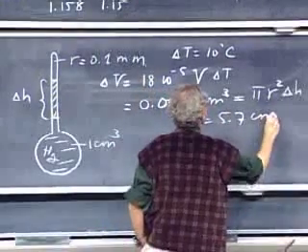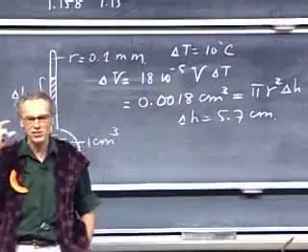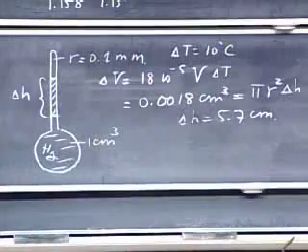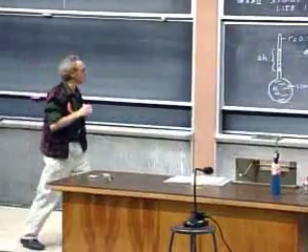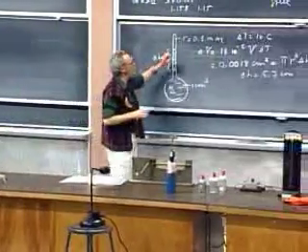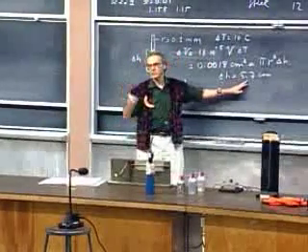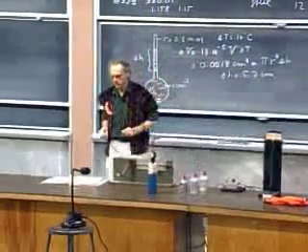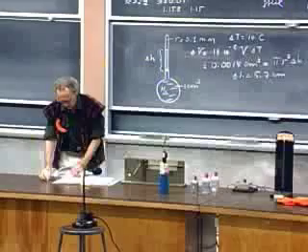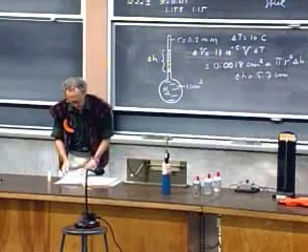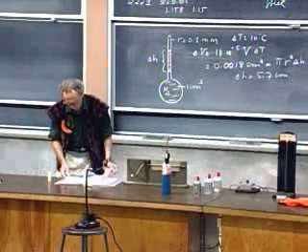That's huge. That's very easy to see. For 10 degrees increase in temperature, you get 5.7 centimeters. So for 1 degree centigrade, you would get 6 millimeters. It's very easy to see. So that's the idea behind a mercury thermometer.